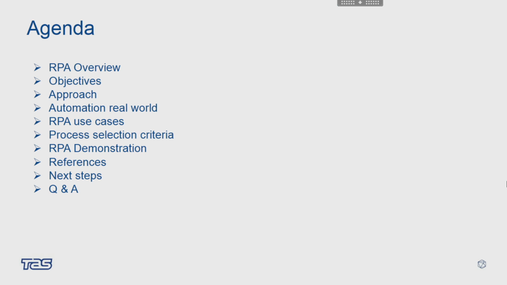From there, we'll take you through a real-world example and some RPA use cases. We'll then take you through how we select process and how you can consider process selection internally. And then I'll hand over to Yash and we'll take you through a real-life demonstration of a robot doing its thing. And then afterwards, we'll talk to you about what you can do and what you can consider within your organization and how you can engage with TAS.